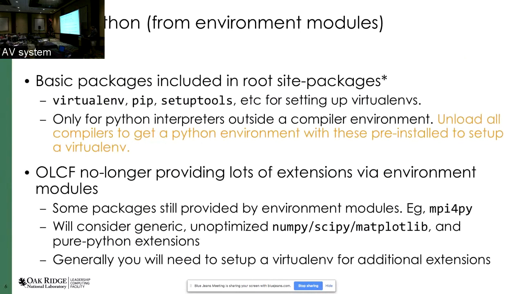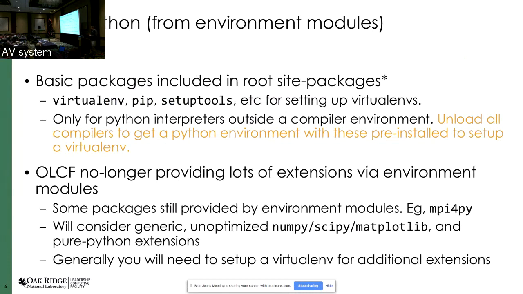Okay, so when you load a native Python environment module, you'll get some extensions that aren't in the standard library in that interpreter's site packages just by default. And there's some exceptions to that. The extensions that we put in the root site packages include virtualenv, pip, setuptools, nose, and they're really there so that you can load that Python interpreter and use it to create a virtualenv. There's a caveat to this, is that this is only true for the Python interpreter that gets loaded if you've got no compiler modules loaded.